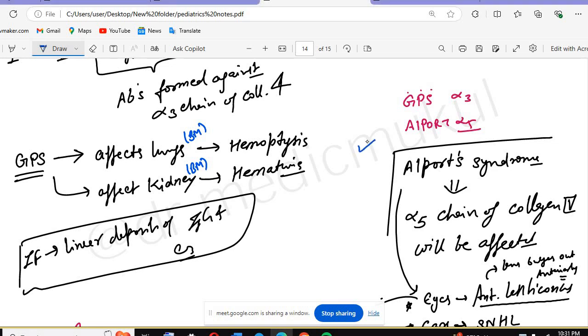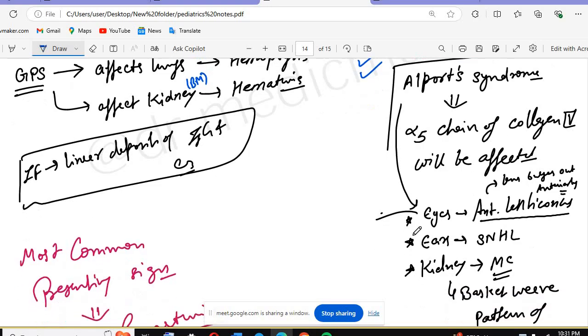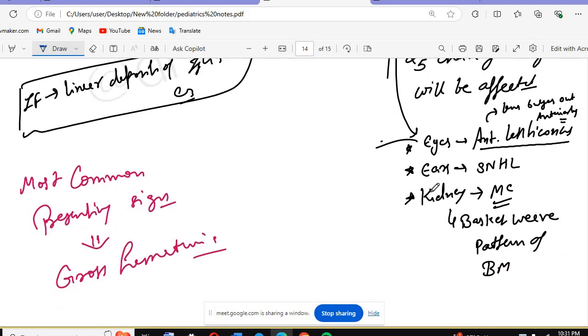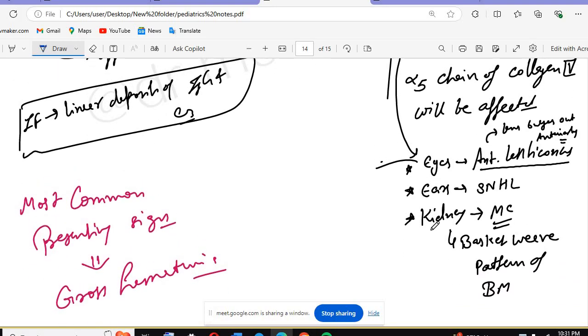Then we see Alport syndrome. Remember, the alpha 5 chain of collagen 4 would be affected, and there will be a triad: the eyes, ears, and kidney are affected. In the eyes, we see anterior lenticonus. In the ears, there is sensorineural hearing loss. In the kidney, most commonly we see the basket-weave pattern of the basement membrane.